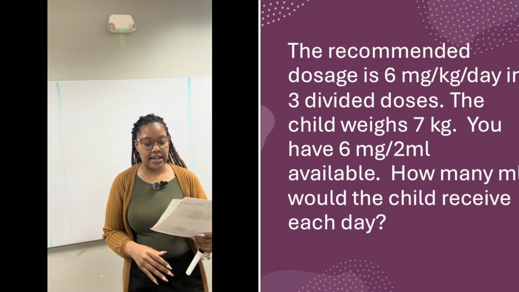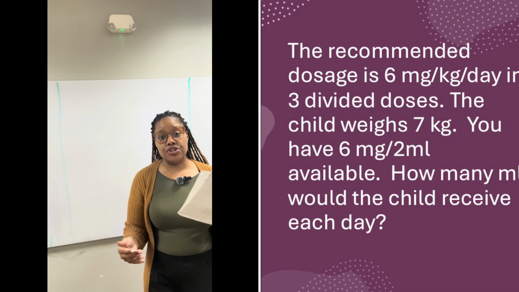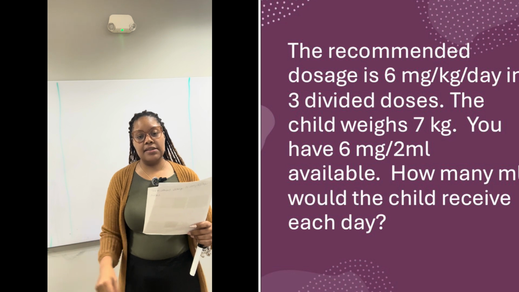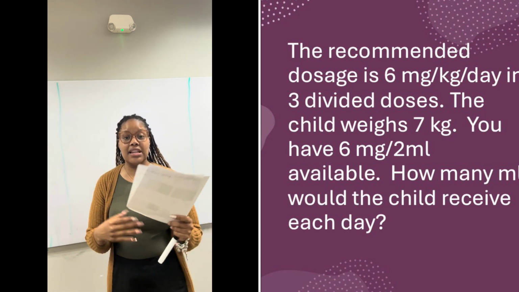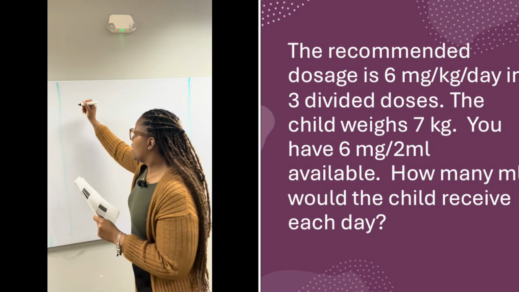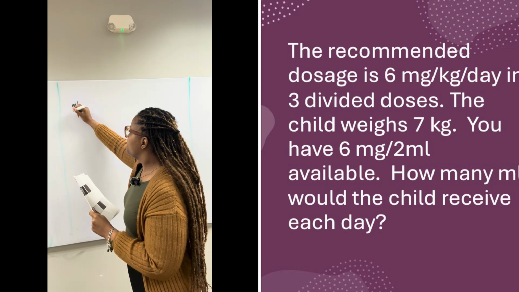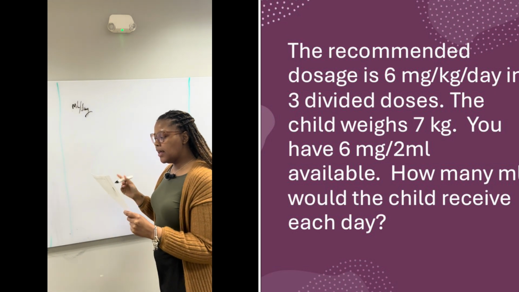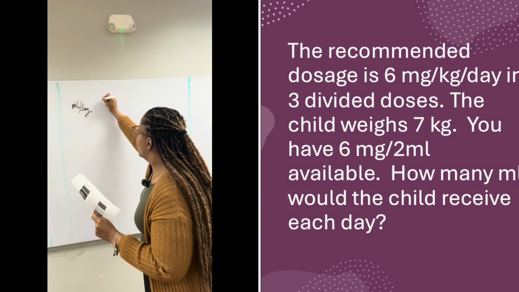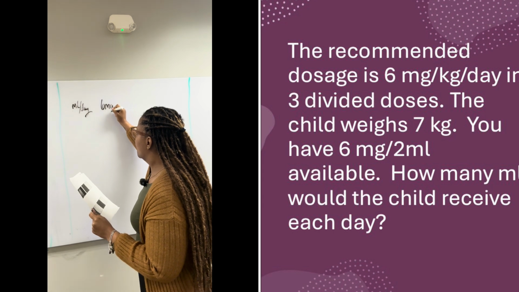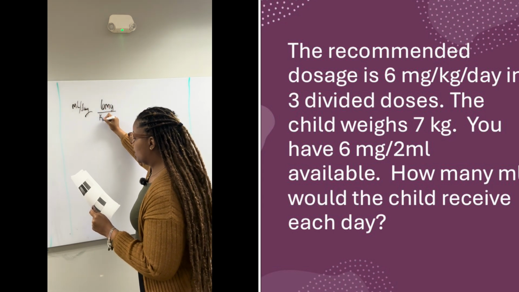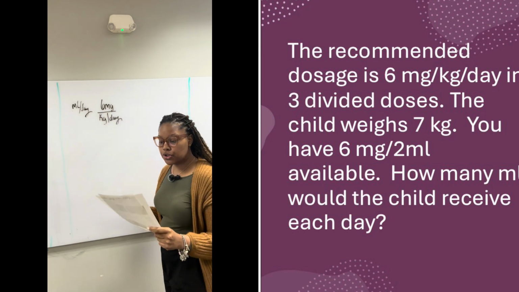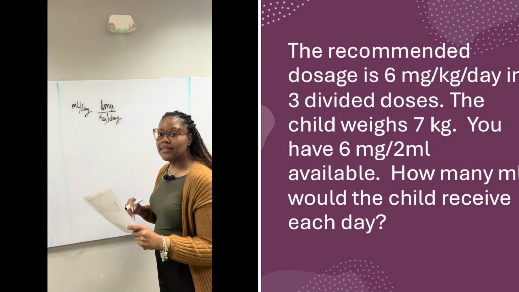So first you want to start off asking yourself, what unit of measure should I end in? The question is saying how many mLs would the child receive? So we know that we need to be in mLs basically per day. So I'm going to go ahead and write that on the side. All right, so I like to start with the recommended dosage. So I'll do 6 mg over kg per day. Now I am able to do dimensional analysis and cross out the things that I don't need.